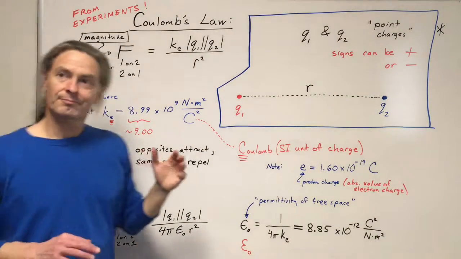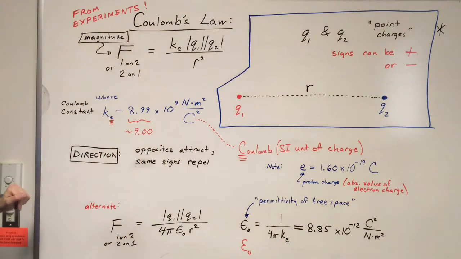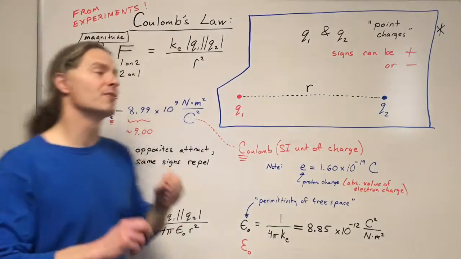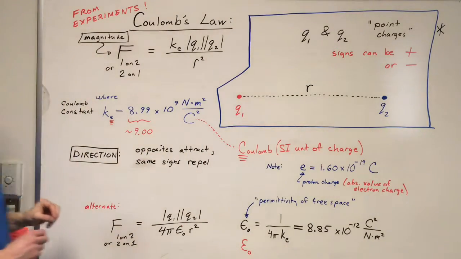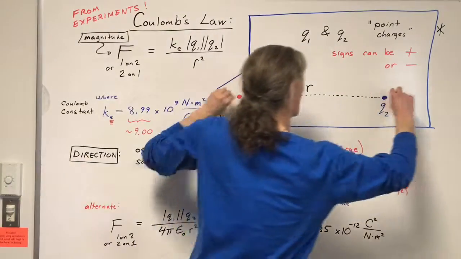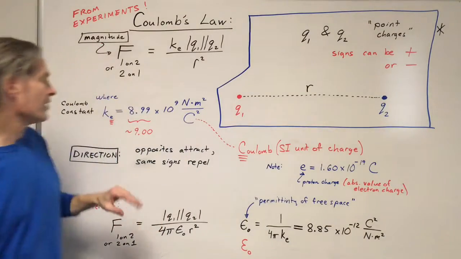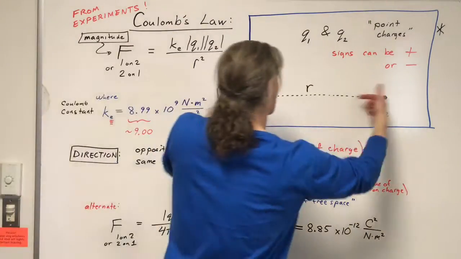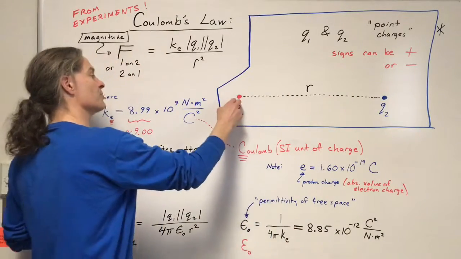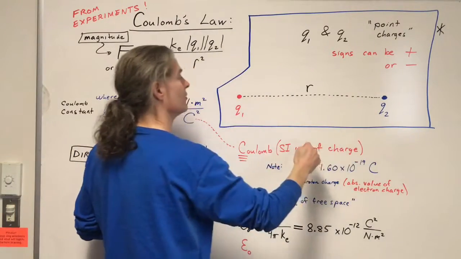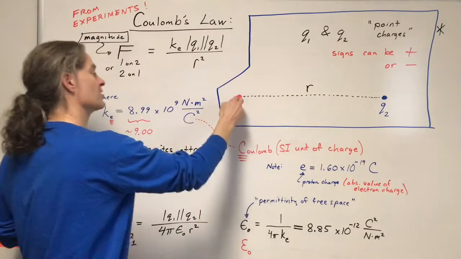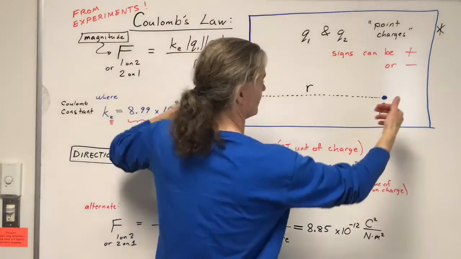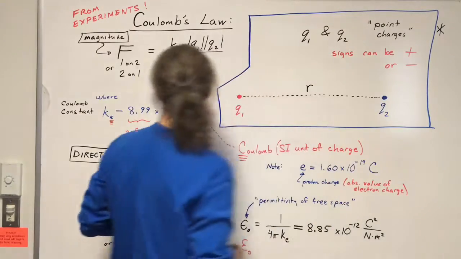Now, we also have a directional aspect. If charge 1 and charge 2 have the same sign, those charges repel. If they have opposite signs, they attract. It doesn't matter if this one's positive and this one's negative, or if this one's positive and this one's negative. As long as the signs are opposite, they'll attract.